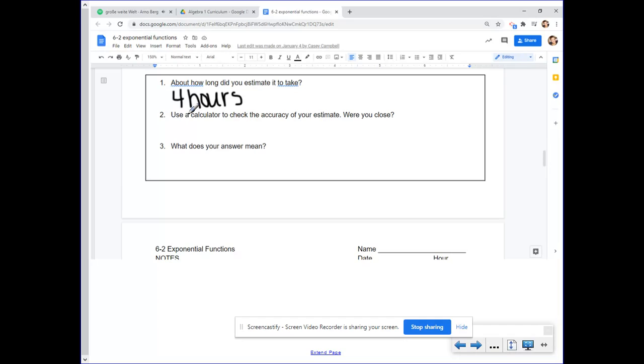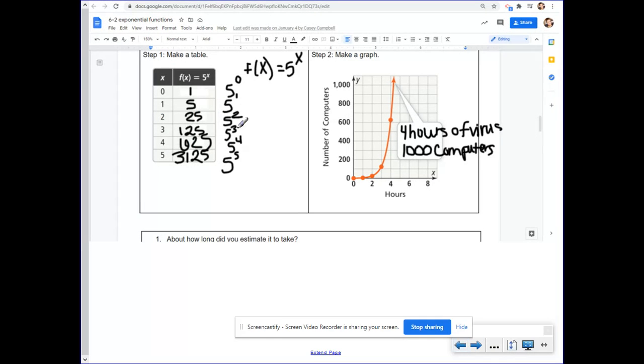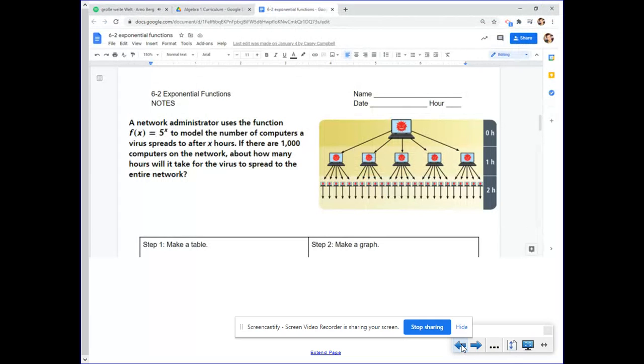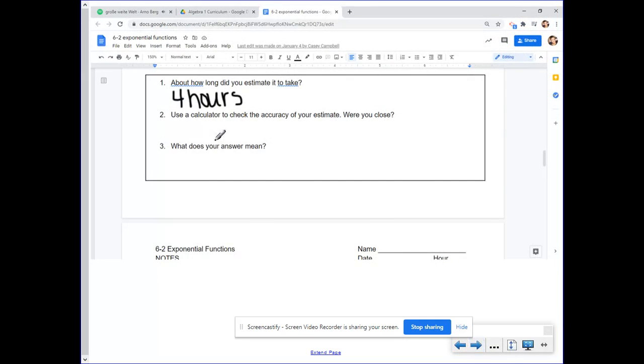Like I heard someone say 4.5. Make an estimate right now. Pick what you think. I know it's between 4 and 5. But if you look at 4, 4 was 625. If you look at 5, 5 was 3,000. And we're trying to get to 1,000. So someone tell me what your prediction was.